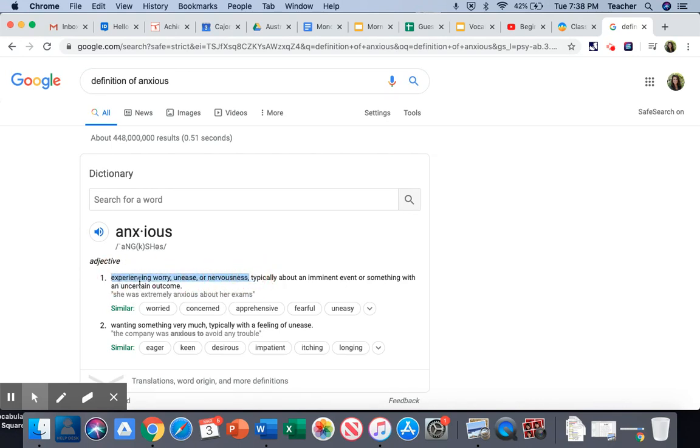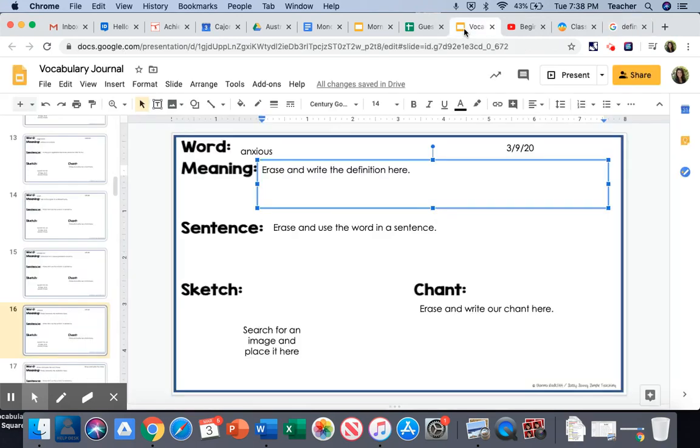So I'm going to put this definition right here, experiencing worry or unease or nervousness. So I'm going to put it in my own words, experiencing worry or nervousness. Because anxious people can be anxious about something that's certainly going to happen or just about life in general, right? Sometimes you're just anxious and you don't even know why. So we are going to put those three things. Go ahead and pause it and add your own definition for anxious right now.